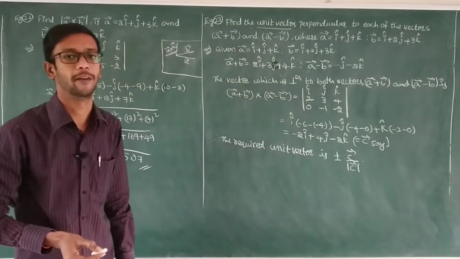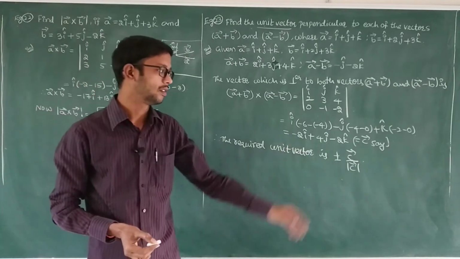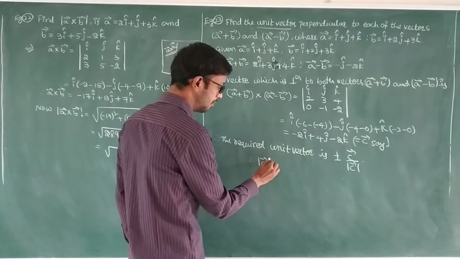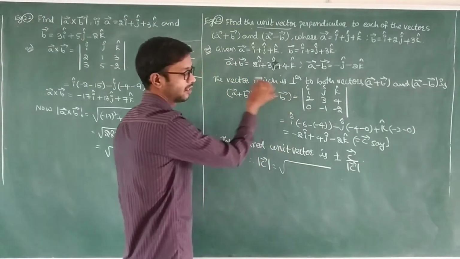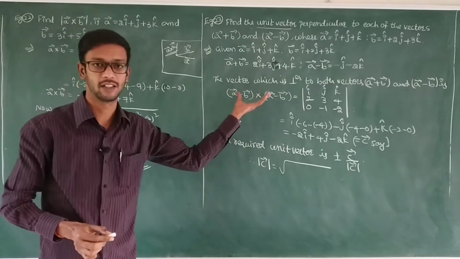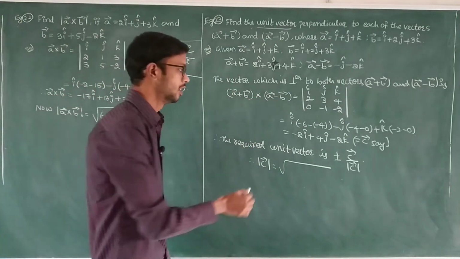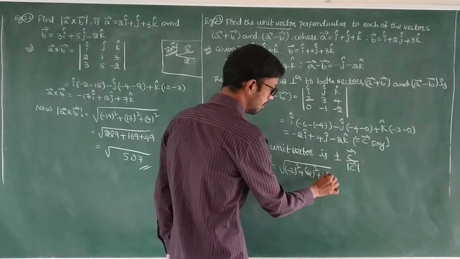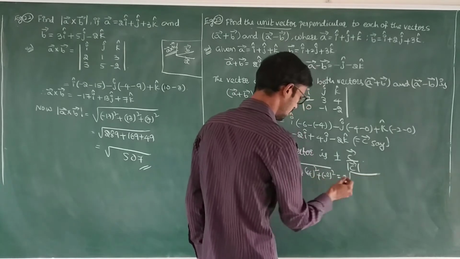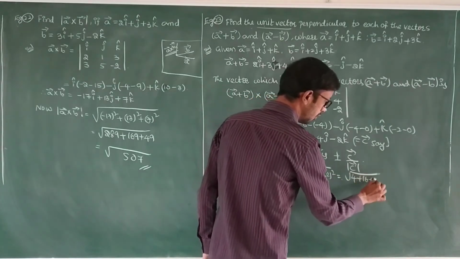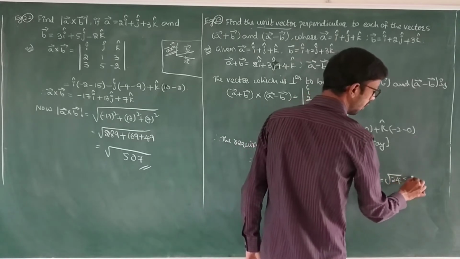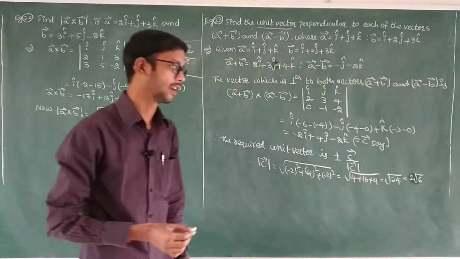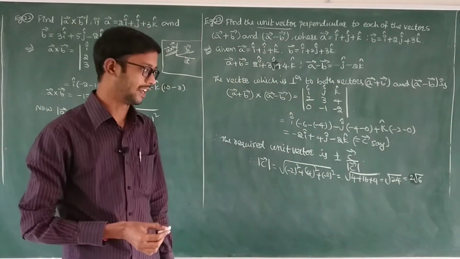We are finding the unit vector, just plus or minus c bar by magnitude of c bar. Therefore, how much is the magnitude of c bar? It is nothing but this magnitude. You won't always write this total, just write c bar. So how much do you get? Minus 2 square, 4 square, minus 2 square: 4, 16, 4, root 24. That is nothing but 2 root 6 we can write.